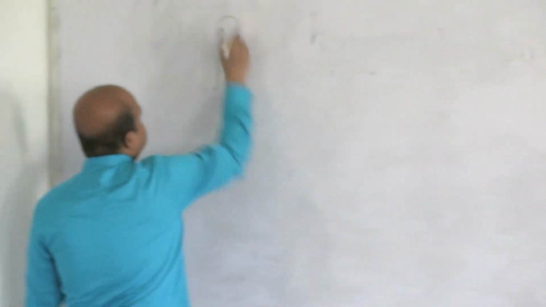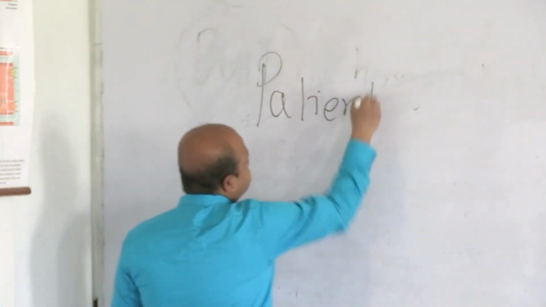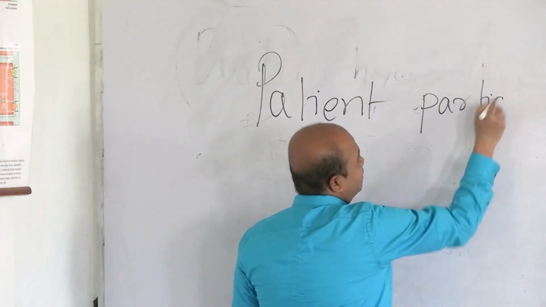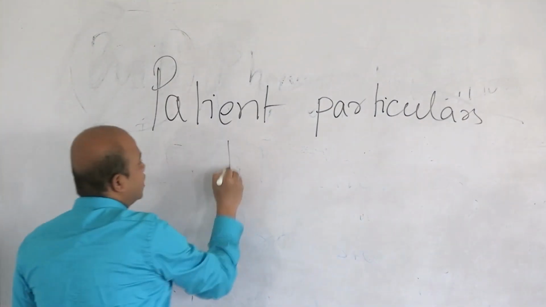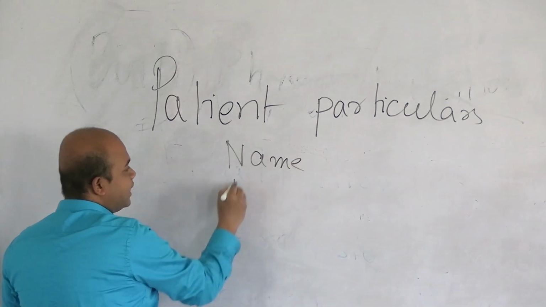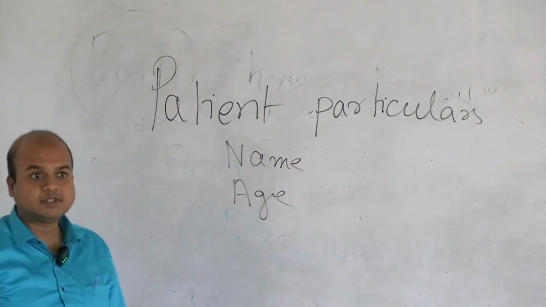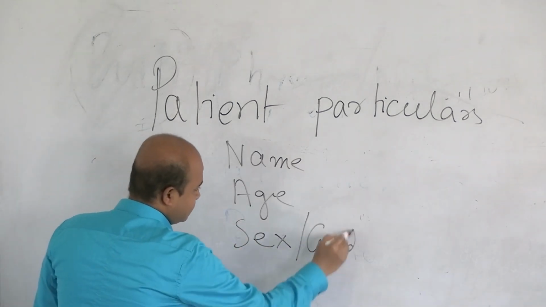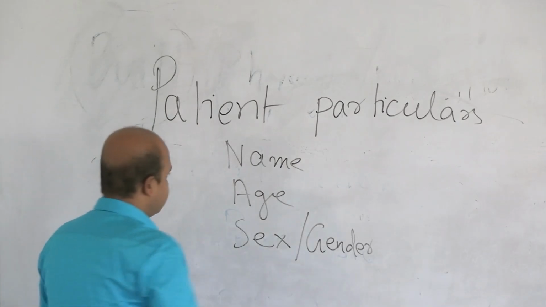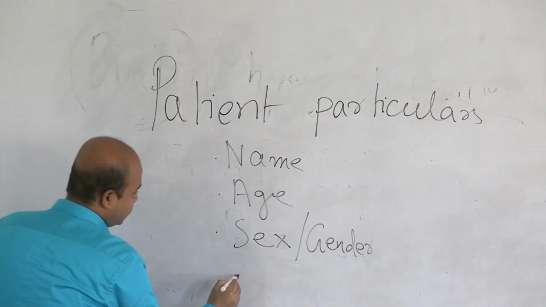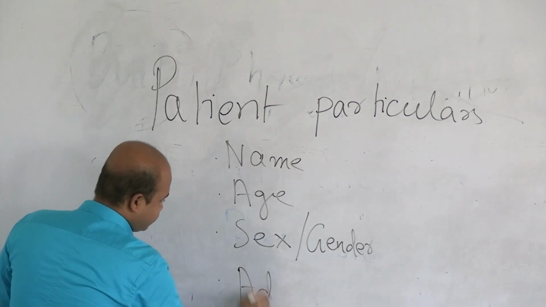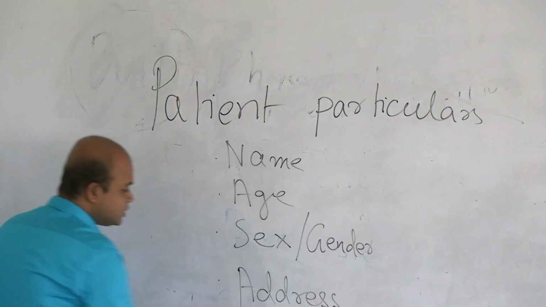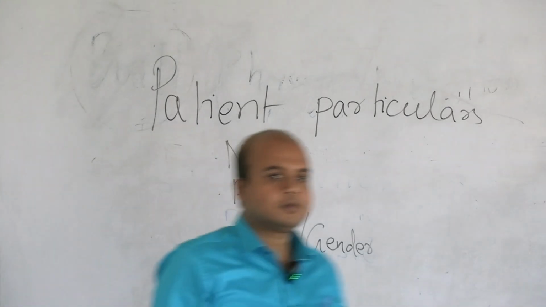So first is patient particulars, or the patient profile. Profile is actually a broader term. So what will be included? Name, which you may already have if you are working in a hospital setup. Name, age, sex or gender, and residence or address, not the full address. Why is address important?